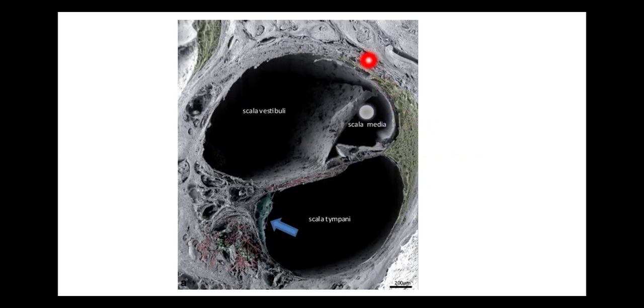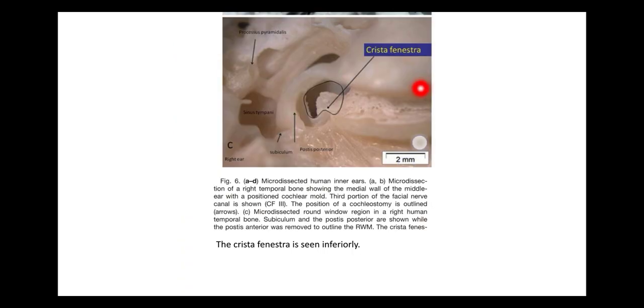This is a beautiful picture of the cochlea, and this is the scala tympani, the end of which is closed by the round window membrane. Again, this is a picture of the round window. It's a microdissection showing the round window in a right human temporal bone. The subiculum, which is here, and the posterior, which is here, are shown, while the posterior anterior was removed to outline the round window membrane. The crista fenestrae, fan shaped, is seen inferiorly.